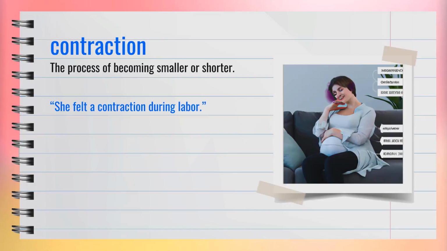The word contraction, spelled contraction, is a noun. Synonyms include tightening and shrinking. In a sentence, we can say, she felt a contraction during labor. Contraction refers to the process of becoming smaller or shorter.